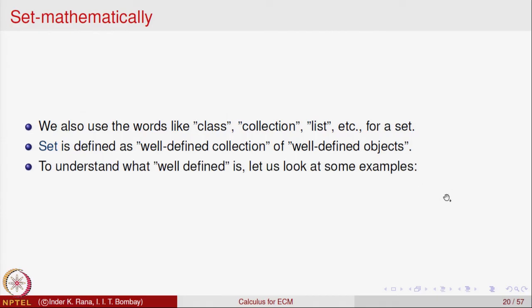To understand what well defined means, we will look at some examples. Our basic thing is we are looking at a concept called collection of objects, and we are trying to understand what a well defined collection and a well defined object mean. So, I will do it in the next part of the lecture.